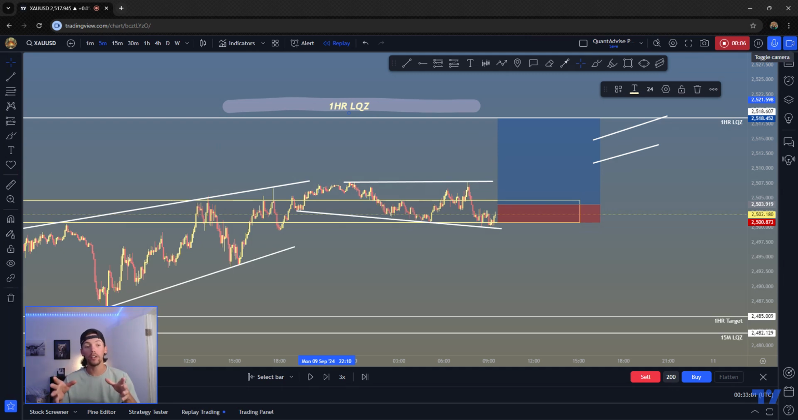As you see right now on the chart, before we get into the actual market analysis, I'm going to replay this trade that I took today, how I managed it, and maybe what I would have done differently. So, if you looked at the idea that I shared this morning, it was around 6 a.m.